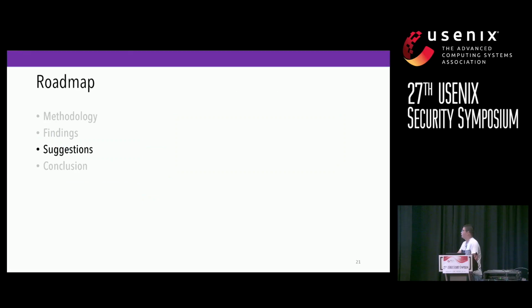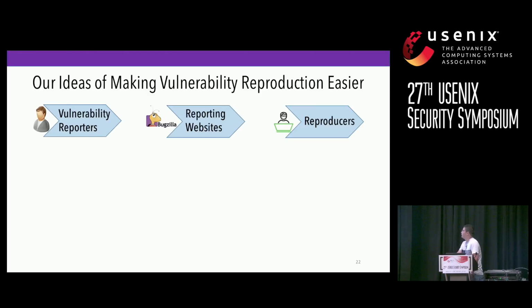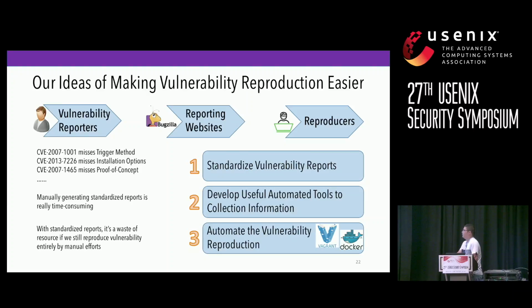Then I will give some suggestions to improve the reproduction efficiency. First, this is the vulnerability discovery process. First, reporters report vulnerabilities to the reporting system, and the reproducers reproduce the vulnerability based on the vulnerability reports. As we mentioned before, there are many vulnerability reports that lack a lot of information. So our first idea is to standardize vulnerability reports. It means the vulnerability report website could enforce reporters to include a minimum of information.